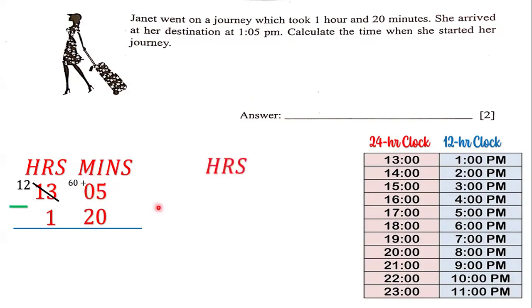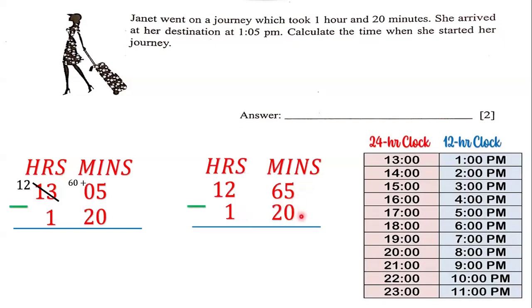And so we have hours and minutes. We have 12 hours and we have 65 minutes. At the bottom, we have 20 minutes and 1 hour. And so we're going to subtract. We have 5 minus 0, which is 5, 6 minus 2, which is definitely 4, and 2 minus 1, which is 1, and 1 minus 0, which is 1. And so that means that the time that she started her journey is actually 11:45 a.m. And that's the answer to this question.